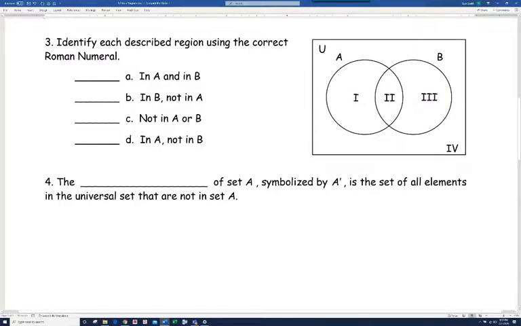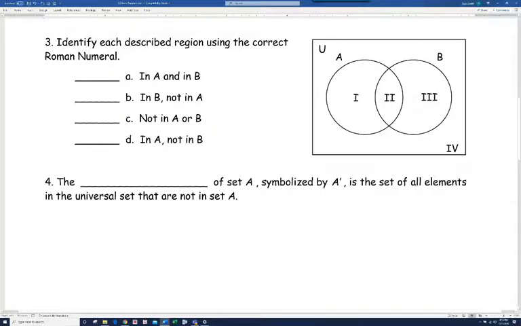All right, let's move on to the next page. On number 3, it says identify each described region using the correct Roman numeral. So you can see in the universal set here, there are 4 different regions: 1, 2, 3, 4. And notice we use Roman numerals to label them. What I want you to do is just see if you can do A through D here and make sure you understand exactly how we would describe these 4 regions.